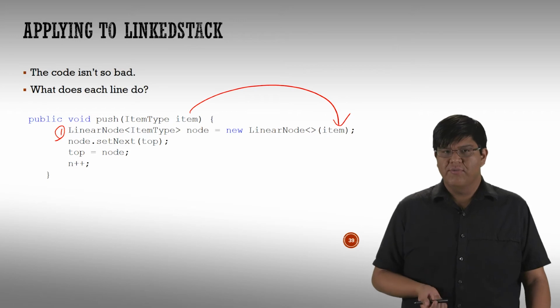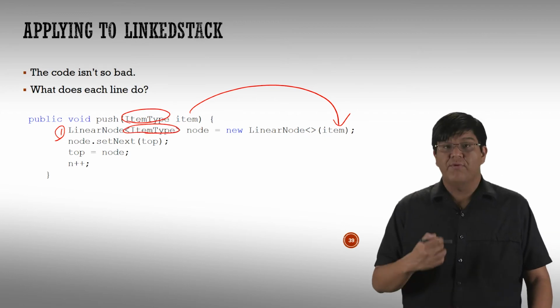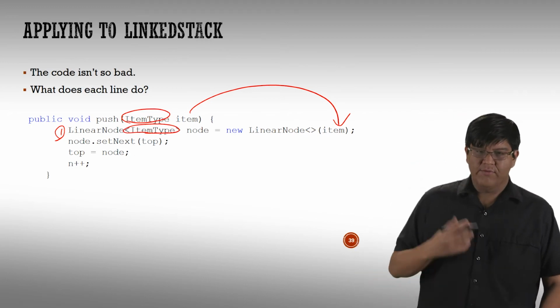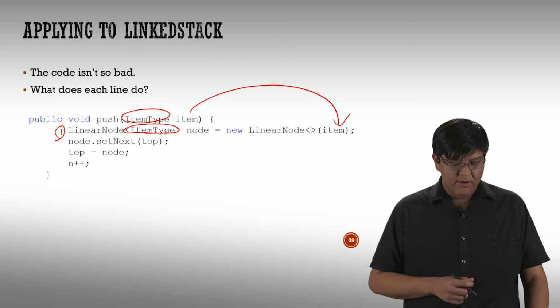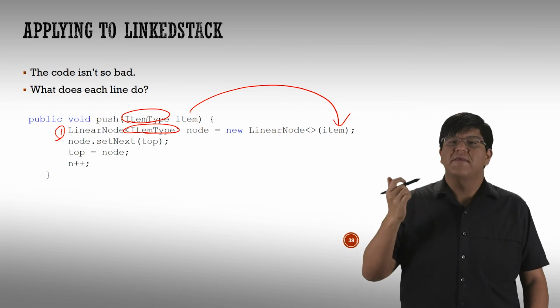And we construct a new linear node around it. Note that these types match up: the node we construct has the same type as the parameter that we're bringing in. So we build a new node, we insert into it the item that we have. Then we have our next line, which is node.setNext top. So what does that do? That's giving us our linkage.